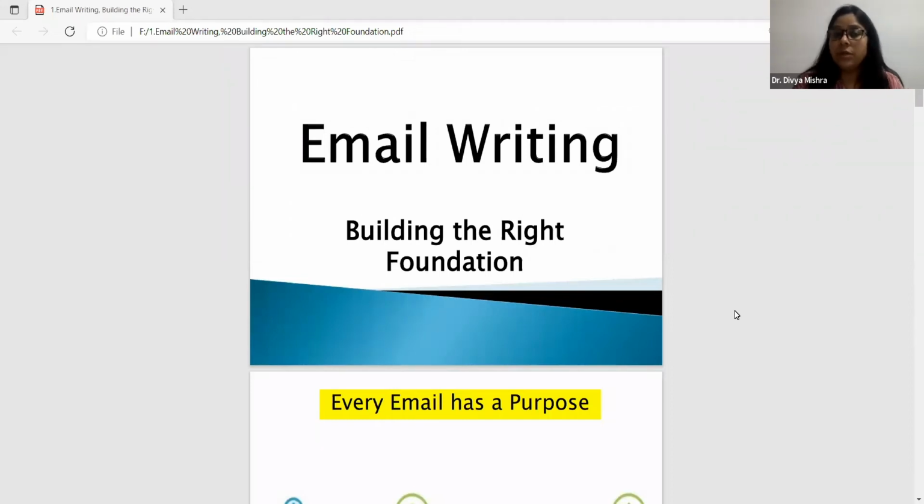So that's why it is very important to learn how to write an email, what the purpose of the email is, to whom I'm sending that email, and the language. So there are certain things we need to keep in mind while talking about email writing. First of all, as you can see on this page in front of you, it is very important to build the right foundation. Foundation is very necessary when we talk about email writing.